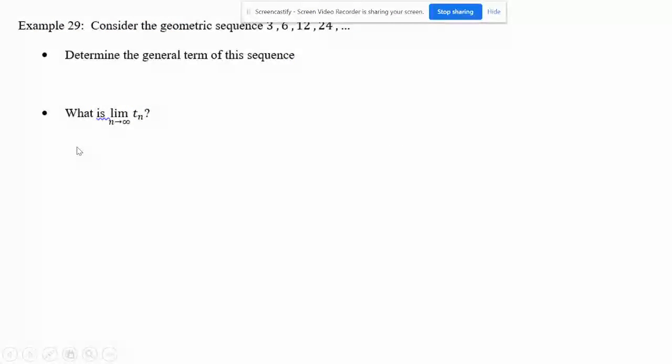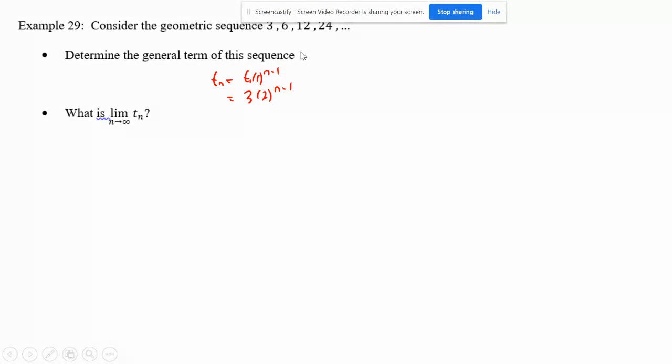So if we have 3, 6, 12, 24, what's the general term of this sequence? Well, we have Tn equals T1 r to the n minus 1, which is 3 times 2 to the n minus 1. Well, if you look at this case over here, I'm just going to keep writing this sequence for a few more terms. Hopefully you'll see that these numbers keep getting bigger and bigger and bigger. So in other words, there is no limit. Or maybe you could say infinity.